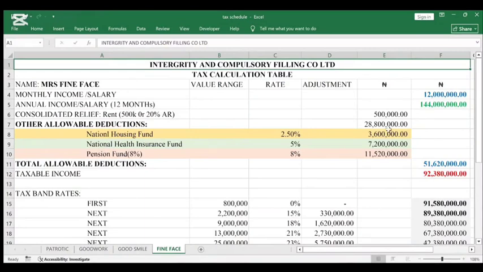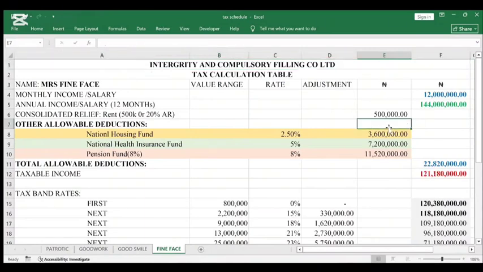That is why you see 500,000 naira as her rent relief there. All right. 500,000 naira as rent relief. Okay. So I deleted the figure here. It was not supposed to be there. All right. Now that's why we have that.